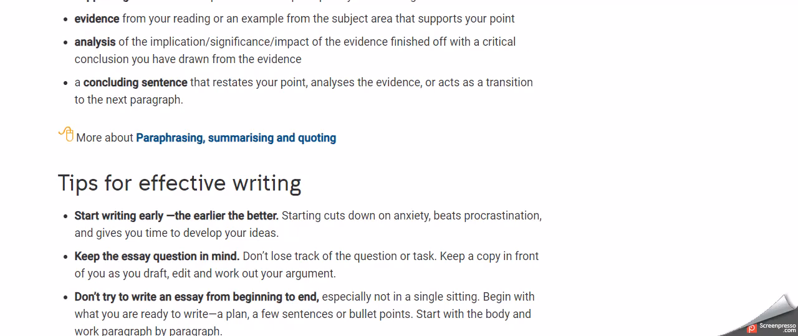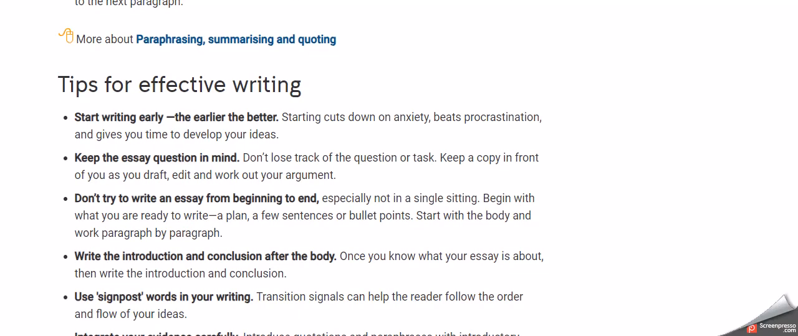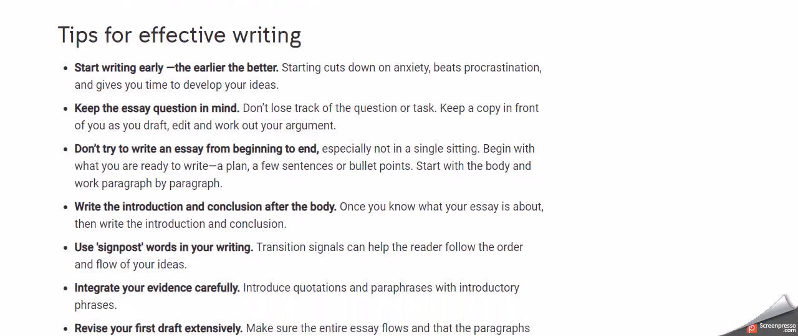Now, tips for effective writing. Let's discover them together. Start writing early. The earlier, the better. Starting cuts down on anxiety, beats procrastination, and gives you time to develop your ideas. Keep the essay question in mind. Don't lose track of the question or task. Keep a copy in front of you as you draft, edit, and work out your arguments, okay?